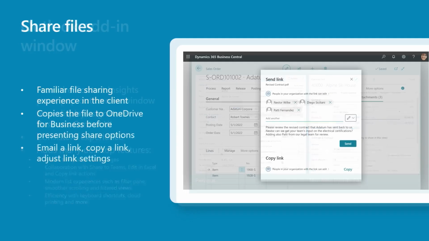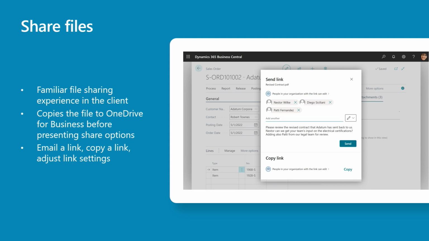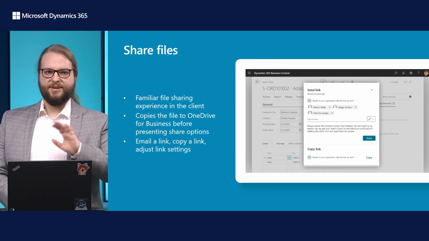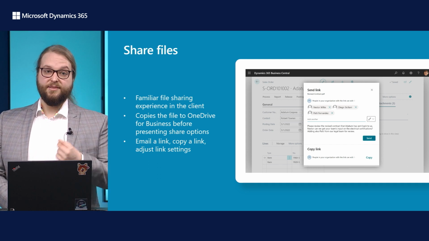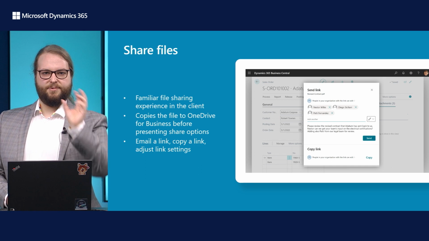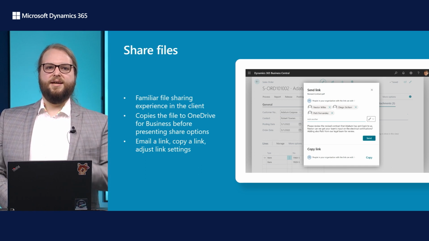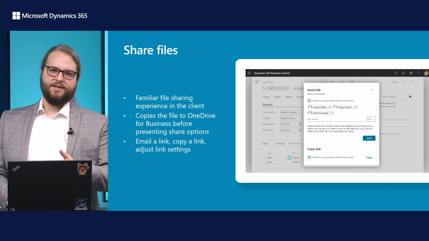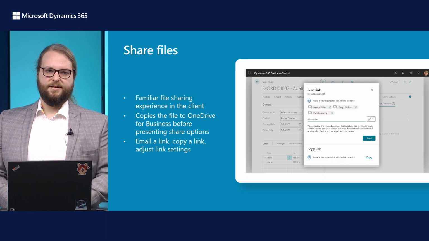As we just demonstrated, the new share experience within Business Central offers a familiar experience across the Microsoft 365 suite. And the way it works functionally is that it will take the file from Business Central and copy it to your OneDrive for Business, and then shows the share options, which allow you to either send a link, copy a link, or edit existing links.